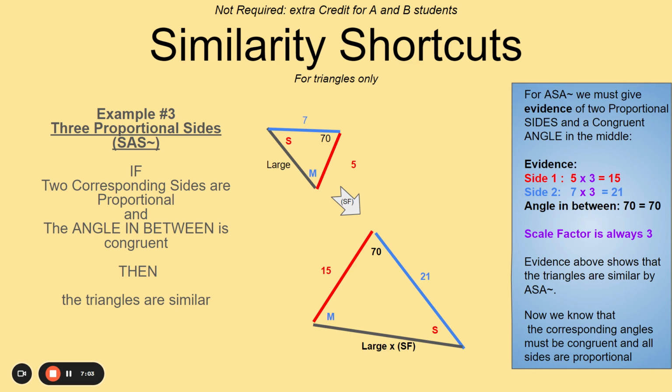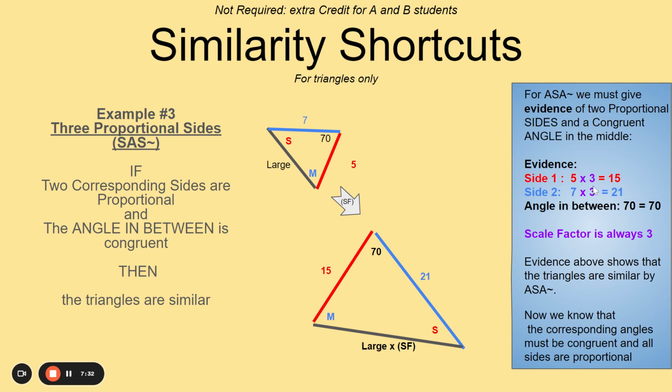Okay, to give the proof for that, we need to show two proportional sides and an angle in the middle that's congruent. Okay, so side 1, I'm choosing the red one to be side 1. 5 times 3 is 15. And then 7 times 3 is 21. And the angle between, in both cases, is the same. They're both 70. So I'm showing everything that's required to prove the congruence, okay? Or the similarity, sorry, in this case.